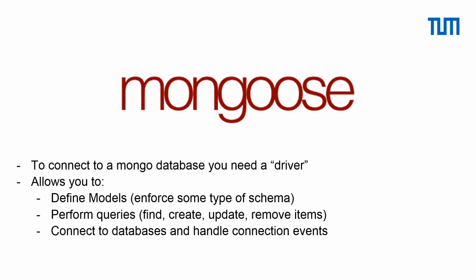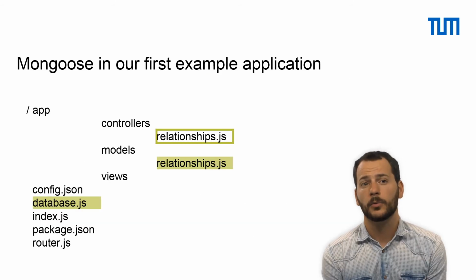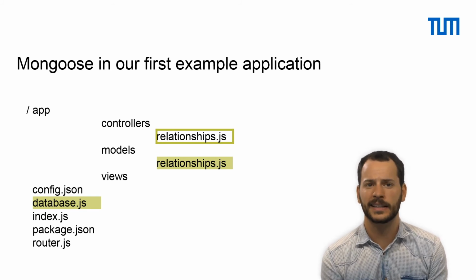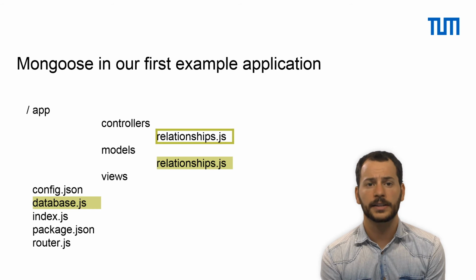Let's see some code examples. First, we will find Mongoose in these files. As you see, there is one file which is highlighted a little bit differently than the other ones. This is because we are not directly using Mongoose, but we are using the Mongoose model created in the relationships model in the controller, to produce a meaningful response when an incoming request is coming.